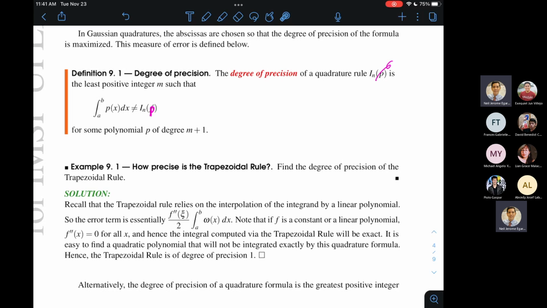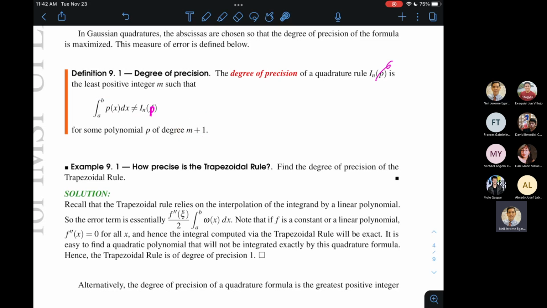Okay? So again, for the degree of precision, find the largest, or actually, the smallest, because I changed the definition 9.1 from before. But think of it this way: the degree of precision is the largest integer m. I prefer the alternative definition, the one below. It is the largest integer for which the quadrature rule can evaluate exactly the integral of all polynomials of degree less than or equal to m, okay? But it fails at integrating a polynomial of degree m plus 1. Okay? That is why the actual definition says the smallest integer m for which it fails at approximating the integral of a polynomial p of degree m plus 1.